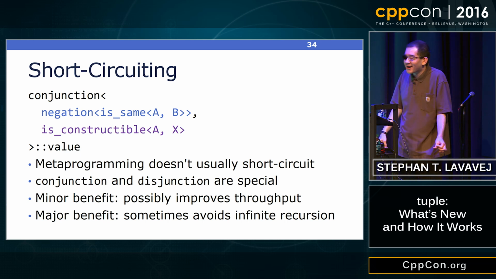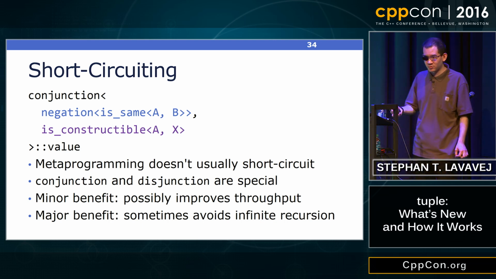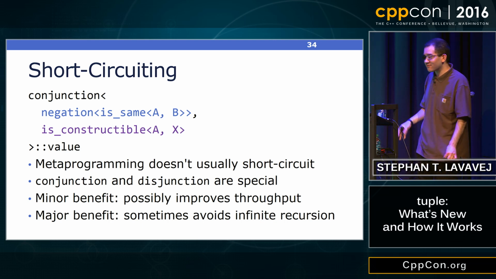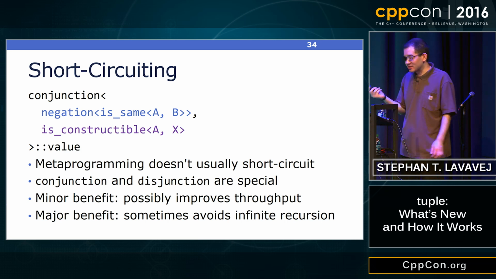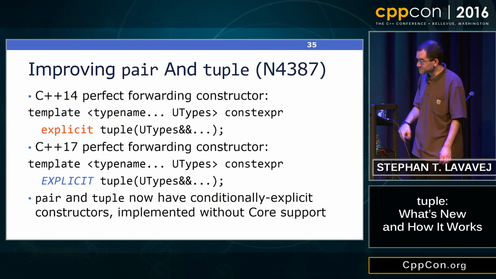This comes up in Tuple, actually. It can avoid infinite recursion. It can also potentially improve compiler throughput, but that's sort of a minor benefit. Disjunction also short circuits as a logical OR would, and that's also useful in various situations.